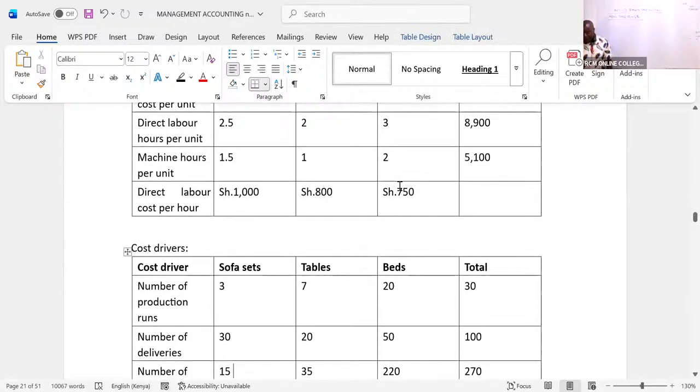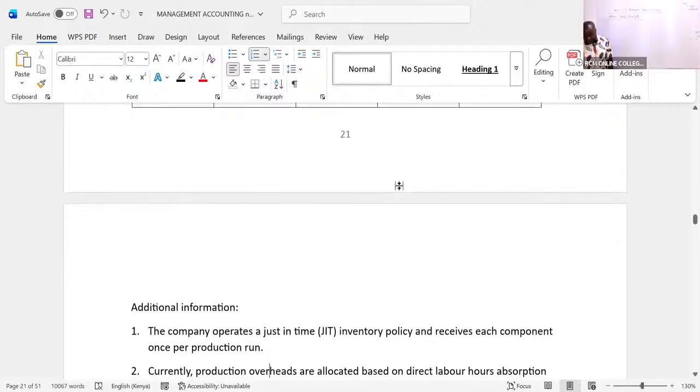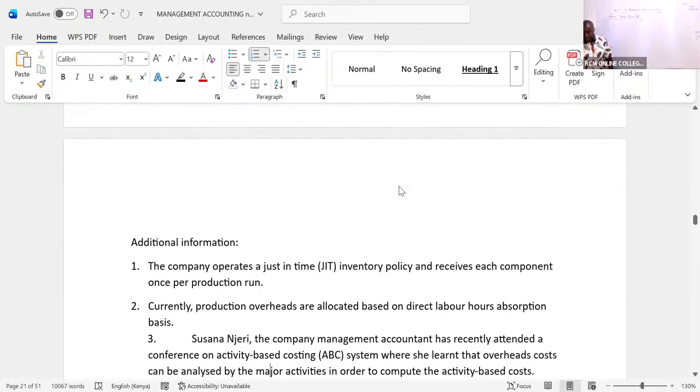So then they have given me cost drivers. When I see the word cost drivers, I know they're going to test me on issues to do with activity-based costing. So additional information: the company operates a just-in-time system, a JIT inventory policy, and receives each component once per production run.